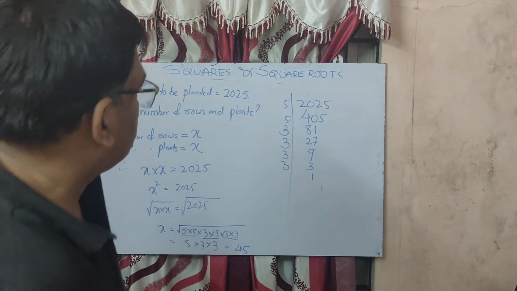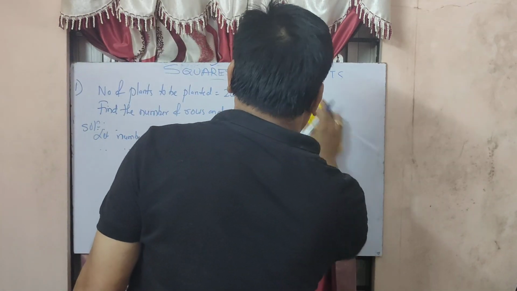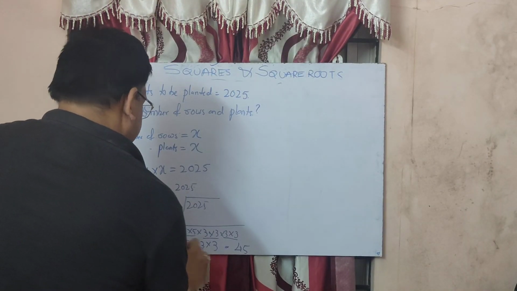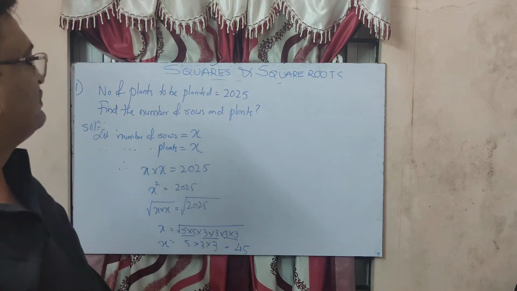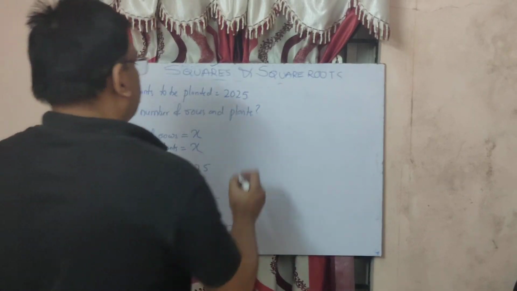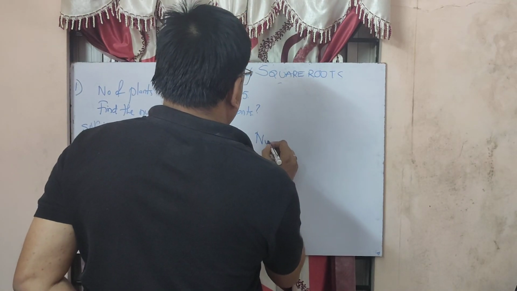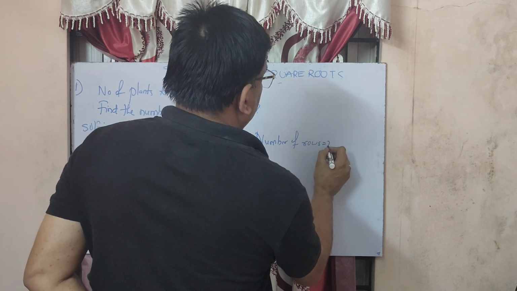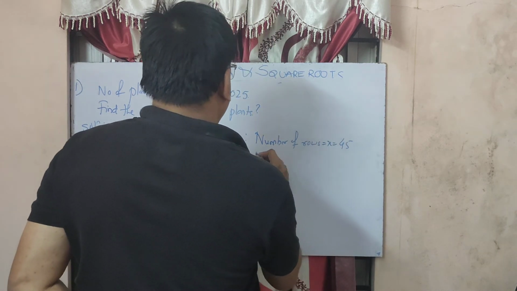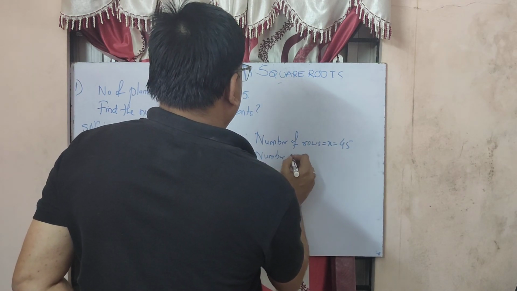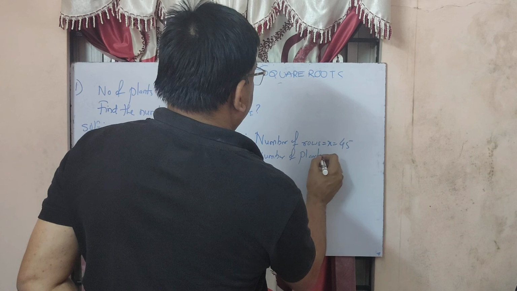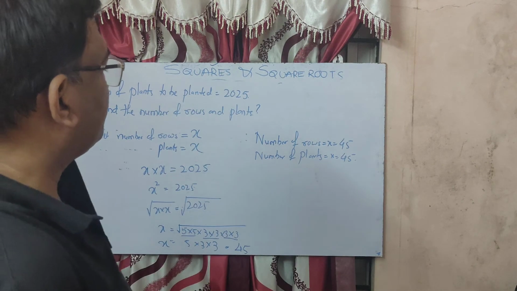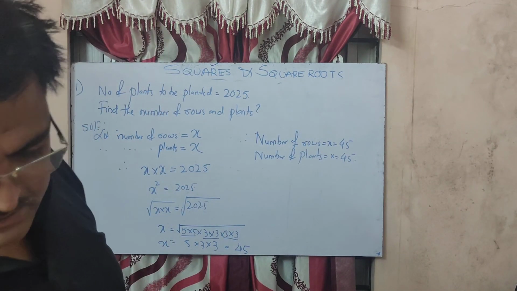So there are 45. So x equals 45. What is x here? The number of rows, and plants 45. Therefore you have to write here: therefore, the number of rows is equal to x, that is 45. In the same way, the number of plants is equal to x, that is also 45. So this is the way you have to solve this question.